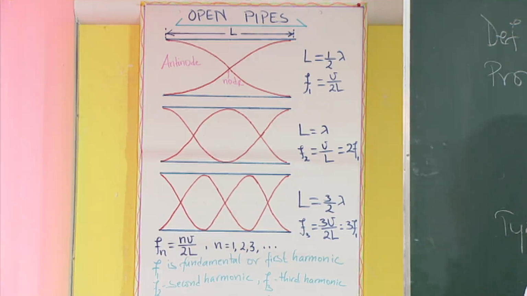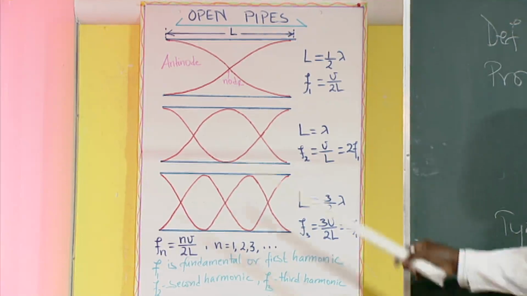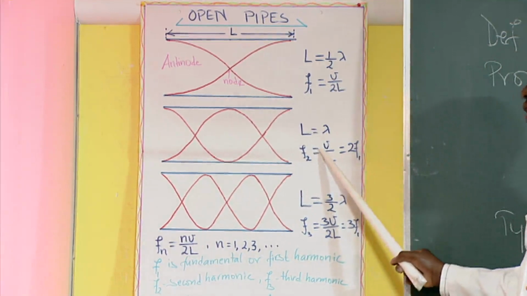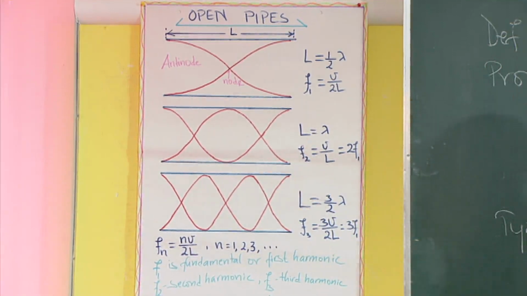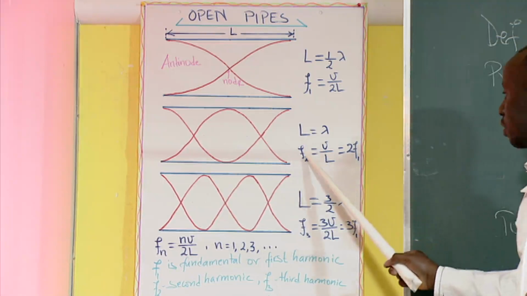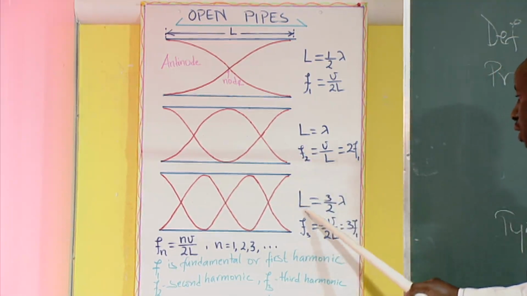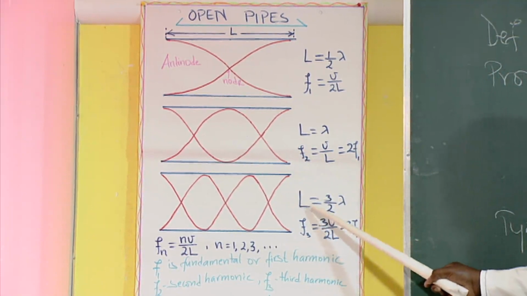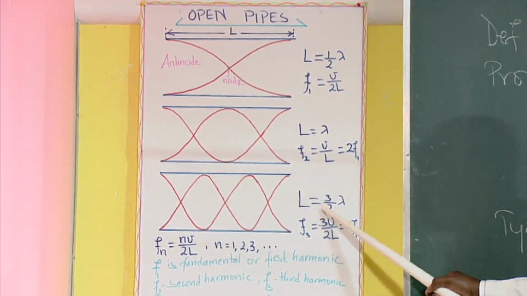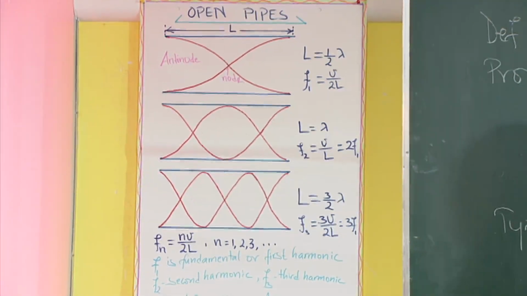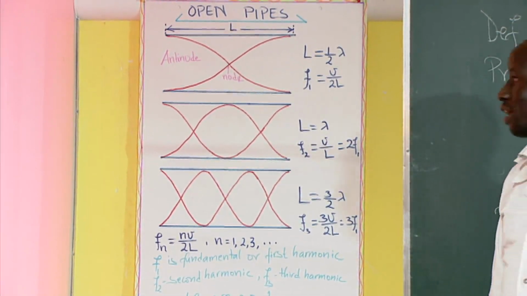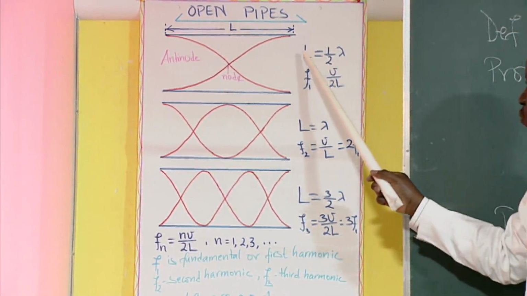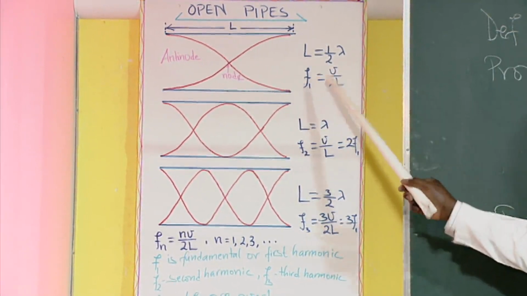That's true. And then number 2 here, this is where the length is equal to the wavelength. And then number 3, we have L, that is the length, which is equal to 3/2 wavelength, that is lambda. And let's come back to the frequency.